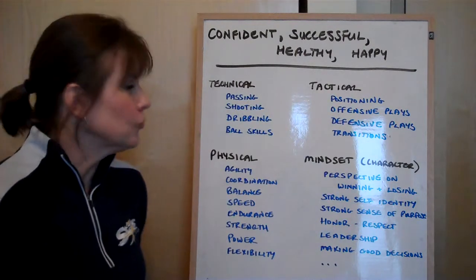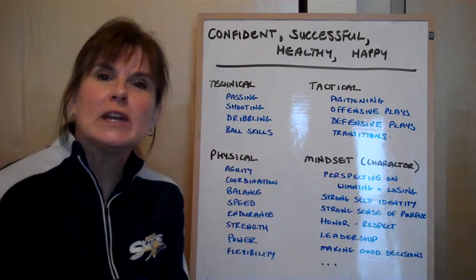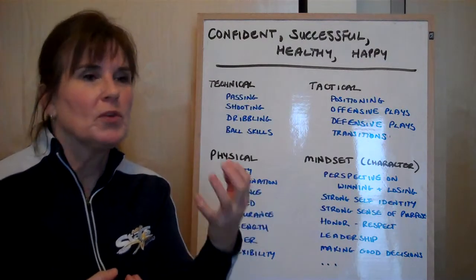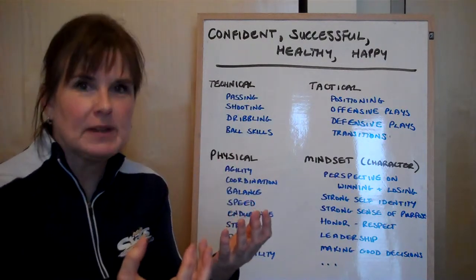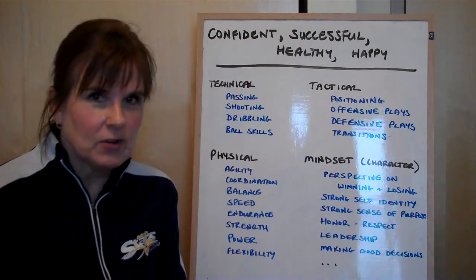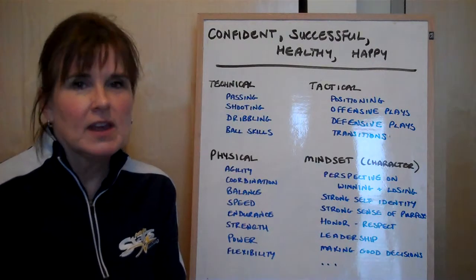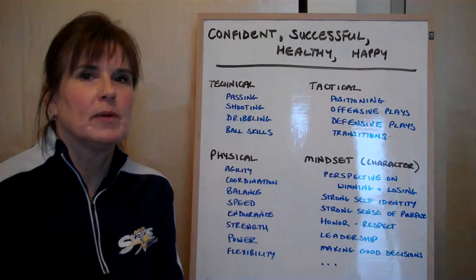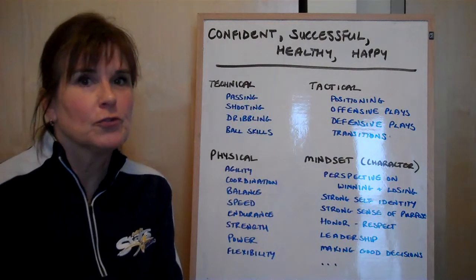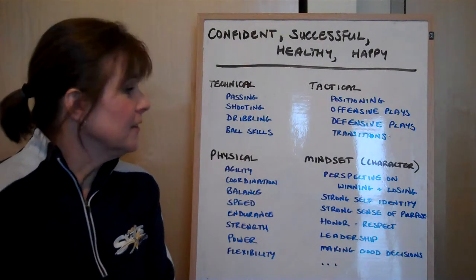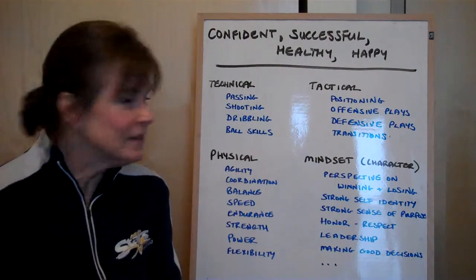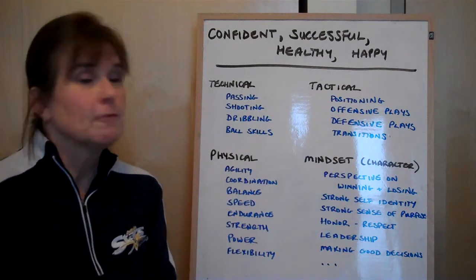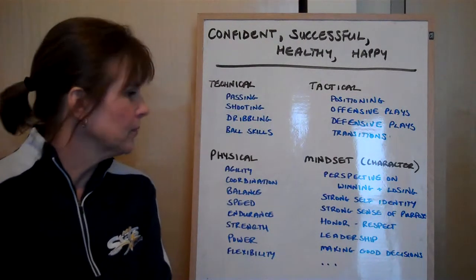So some examples of character training are having a good perspective on winning and losing. What that means for us is separating the result of the game or the practice from their self-identity and their purpose. That it's okay to lose and it's okay to win, but it's understanding who we are as a person, that winning and losing doesn't make us a winner or a loser. A strong self-identity is important to maintaining good character through your life. A strong sense of self-purpose, honor and respect. Honoring and respecting other players, officials, parents, coaches, friends, teachers, authority figures.